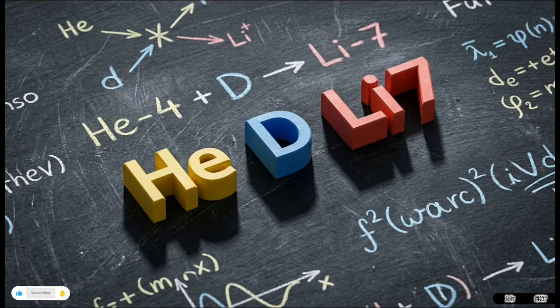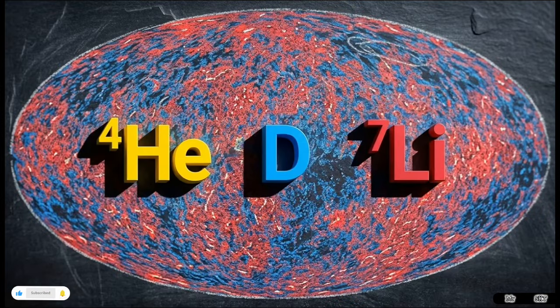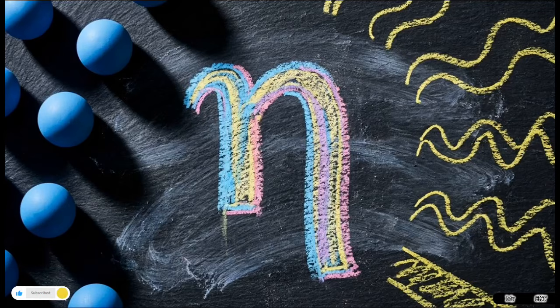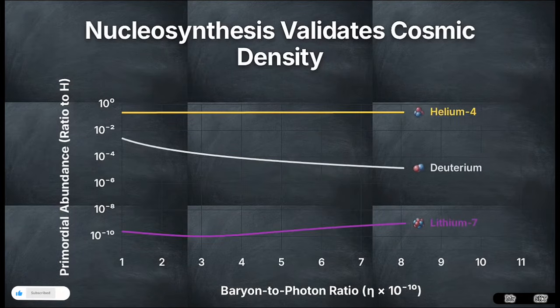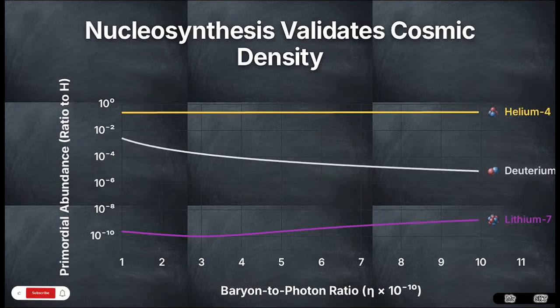This synthesis relies on eta, the baryon-to-photon ratio. This parameter defines the density of ordinary matter relative to radiation in the early universe. This chart synthesizes the nucleosynthesis model. The y-axis plots isotope abundance against eta. The curves predict how much helium-4, deuterium, and lithium should exist. We map observed abundances as horizontal bands. The points where these bands intersect the curves dictate the early universe's density.